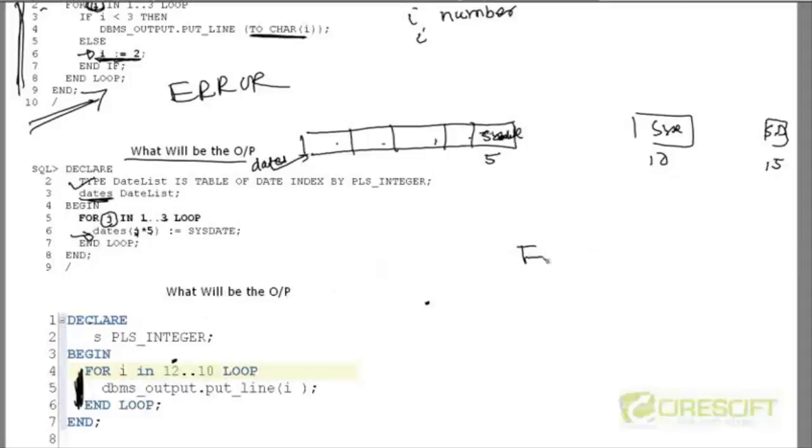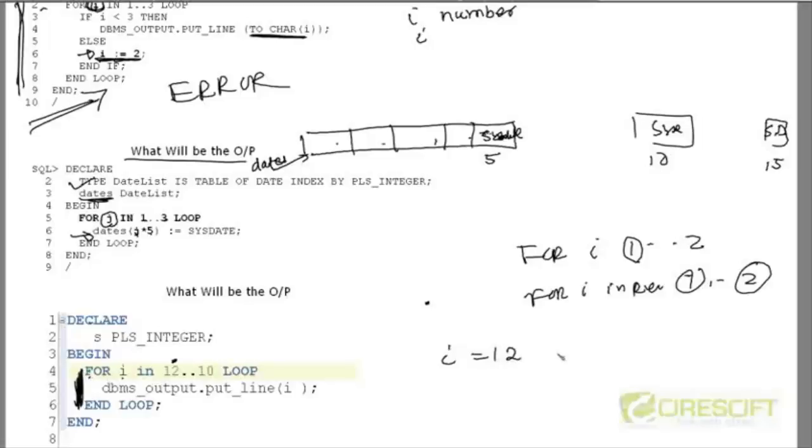Basically, the idea behind for loop: for I in 1, 2 means start with 1 and go to 2 by incrementing. And for I in reverse 1 to 2 means you start with 2 and then go back to 1 by decrementing. Now look at this. This is not a reverse for loop. This is a standard, normal for loop. So what I'm saying to the compiler is, start I with 12, increment by 1 and go to 10. This is absurd, because even if you increment, you cannot go to 10.